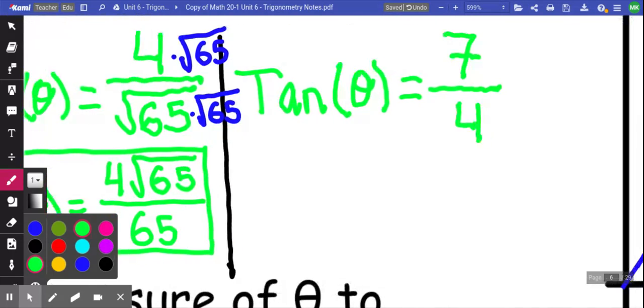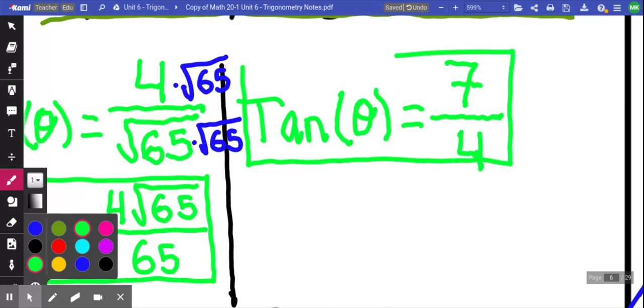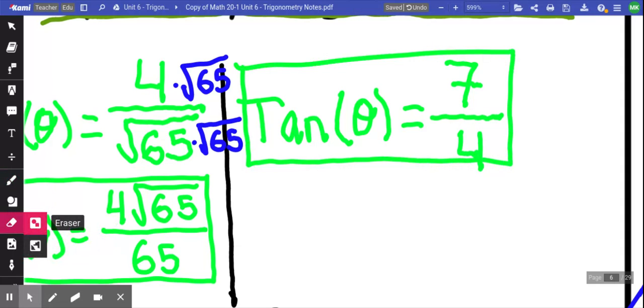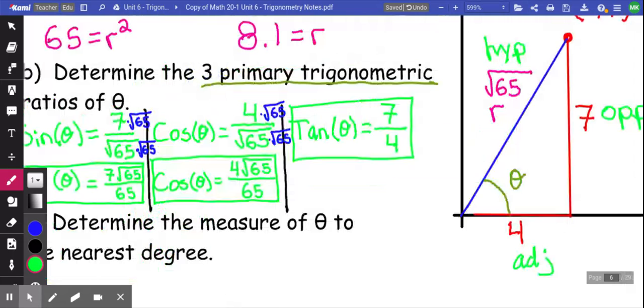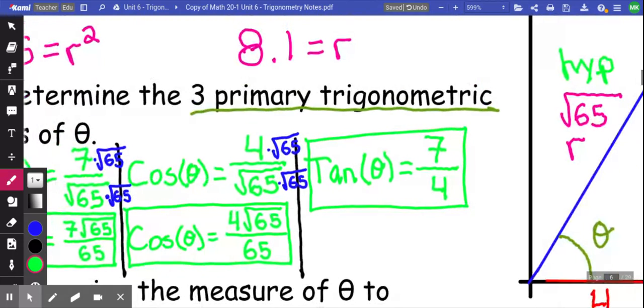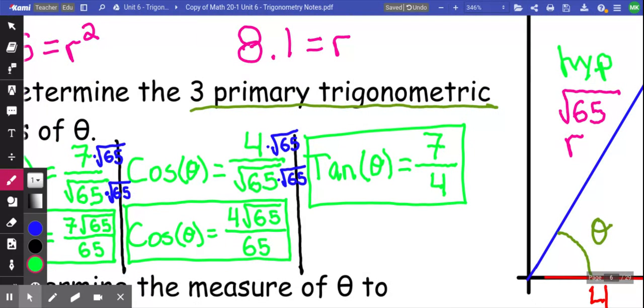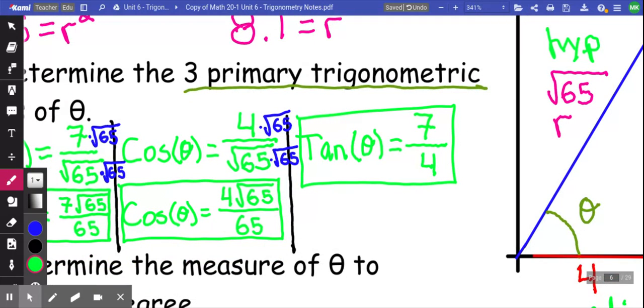All right, if you look over here, we have tangent of 7 over 4. That is not breaking any math rules. That can stay as our primary trigonometric ratio. Except my box is terrible, so I should fix that. Those are my 3 primary trigonometric ratios. When you see that phrase, you are not solving for theta. You're not finding an angle. You are creating fractions. You're doing either opposite over hypotenuse, adjacent over hypotenuse, or opposite over adjacent. You are not calculating decimals or angles or anything like that. Just the fractions.